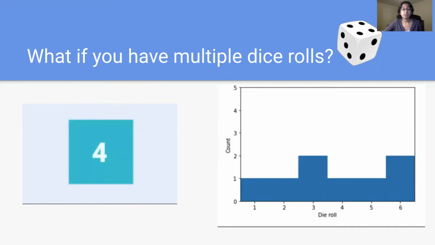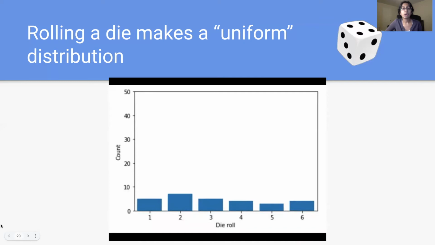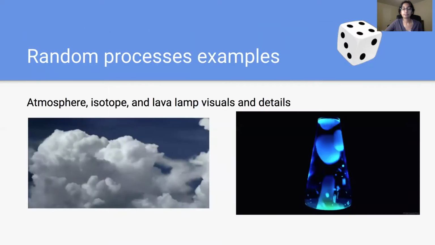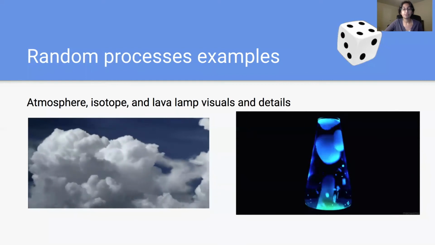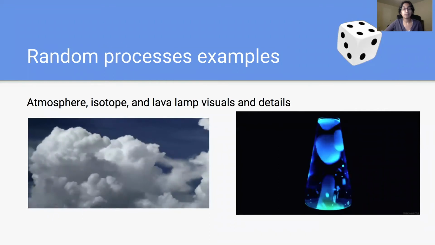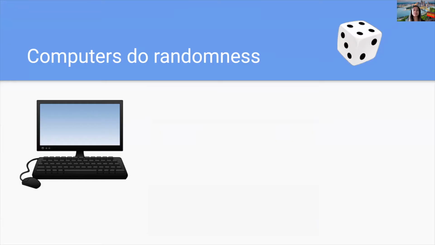So for multiple dice rolls, a distribution might look something like this. And if you kept it going even longer, rolling the die 100 times, it would keep evening out. Eventually, the bars counting the rolls would all be the same, or uniform. There are a lot of examples of random processes in nature, too. For example, movement of clouds and weather patterns in the atmosphere, or how the blobs move around in a lava lamp, could be represented as random processes.